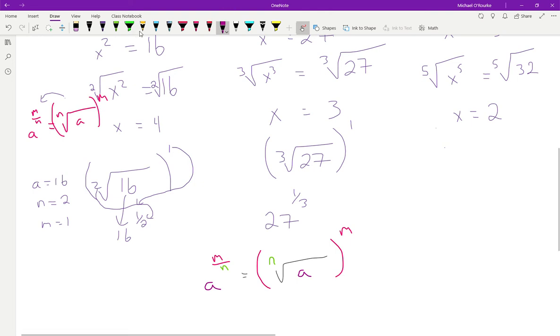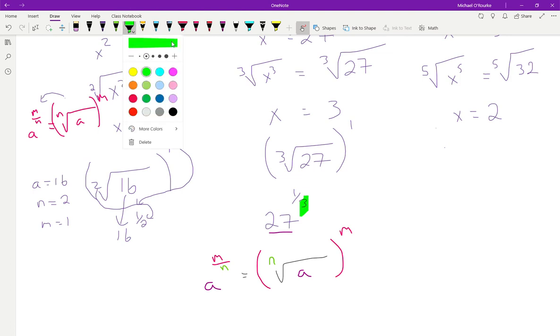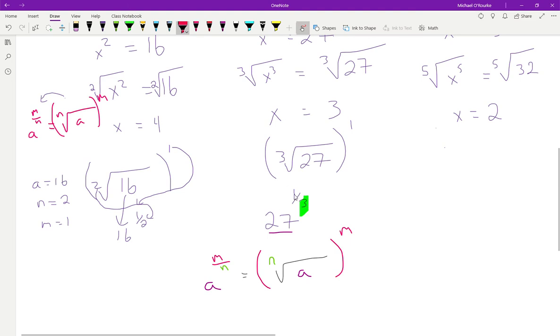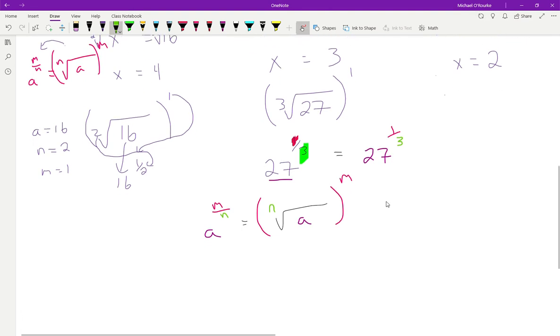So if we use this one here, this is our a value. This here is our n value. And this here is our m value. So if we were to rewrite this, if I can color code it all together, we would get 27 to the power of 1 over 3. Okay? I'm going to leave that one there.